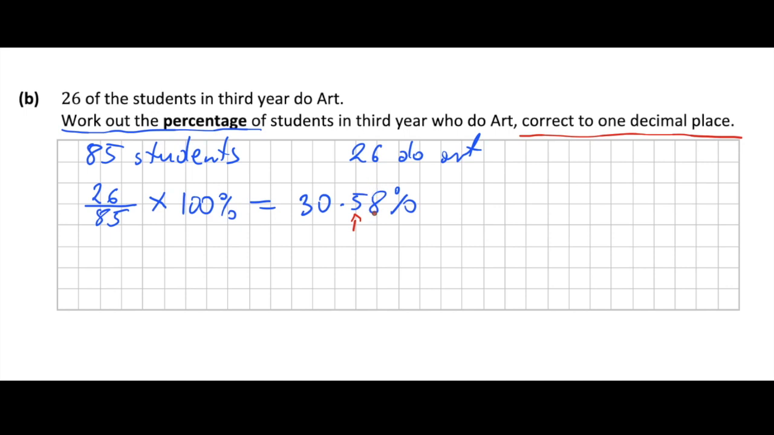If that number is greater than or equal to 5, then we add 1 to our number and get rid of everything else. If our number is less than 5, we just get rid of everything else. In this case, our number is 8. So that's 8. 8 is greater than 5, which means that we need to round the first decimal place up. So the final answer to this question will be 30.6%. We need to remember to make sure that we round correctly for the full marks.